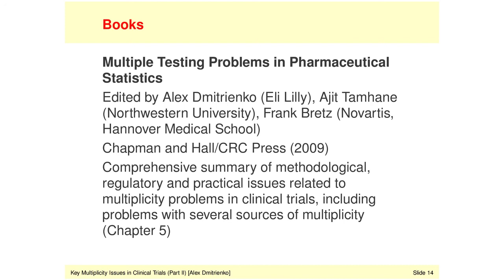There are 7 chapters in the book, and each chapter gives a detailed overview of methodological issues of a certain class of multiplicity problems or multiple testing procedures. There are multiple case studies, discussion of regulatory considerations, review of software tools to implement multiplicity adjustments. One of the chapters, Chapter 5, focuses on challenging problems arising in trials with several multiplicity components.